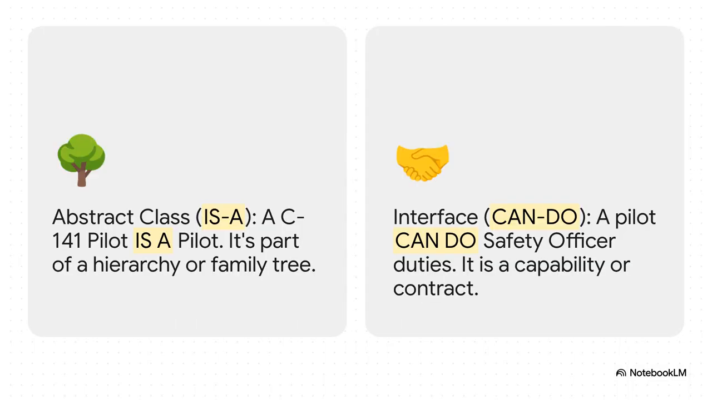This brings us right to the heart of it, the core conceptual difference. An abstract class defines an is-a relationship. A C-141 pilot is a pilot. It's fundamental to its identity, its place in the whole hierarchy. An interface, though, defines a can-do relationship. The pilot can do the duties of a safety officer, but you know what? So could a mechanic or an administrator. It's a capability, a contract for a behavior that isn't tied to one single family tree.